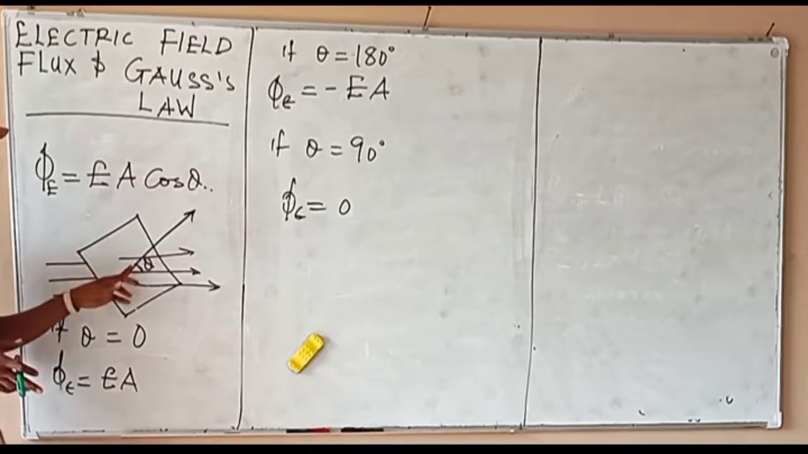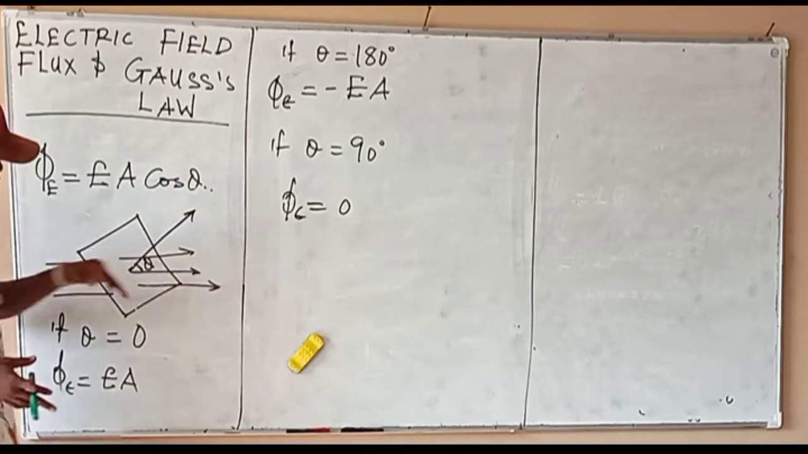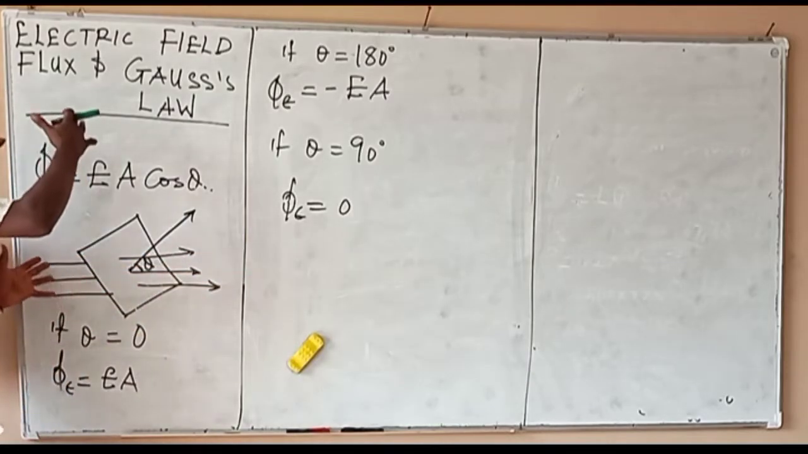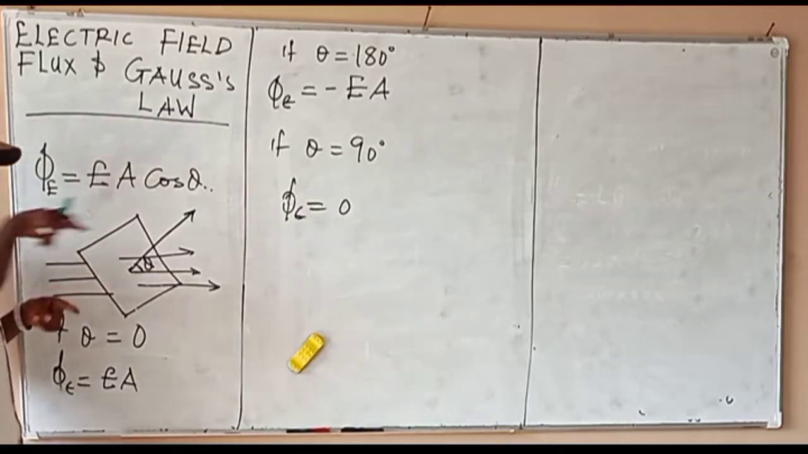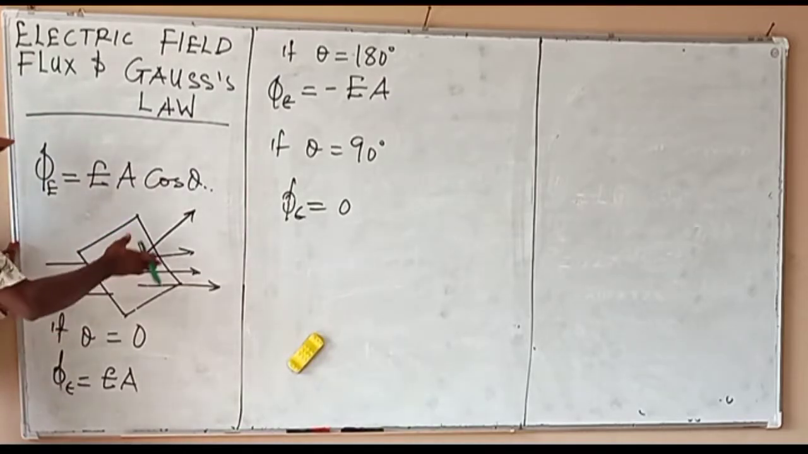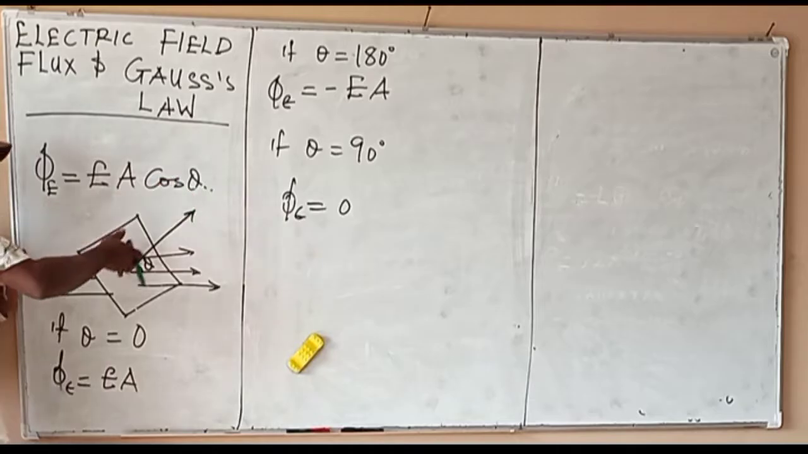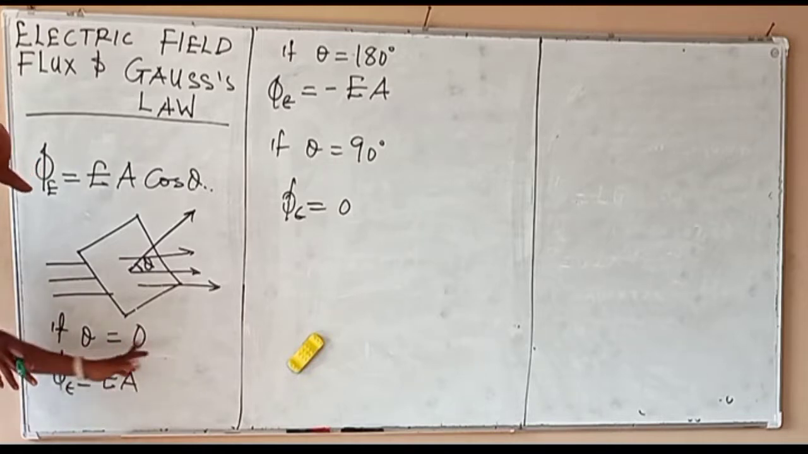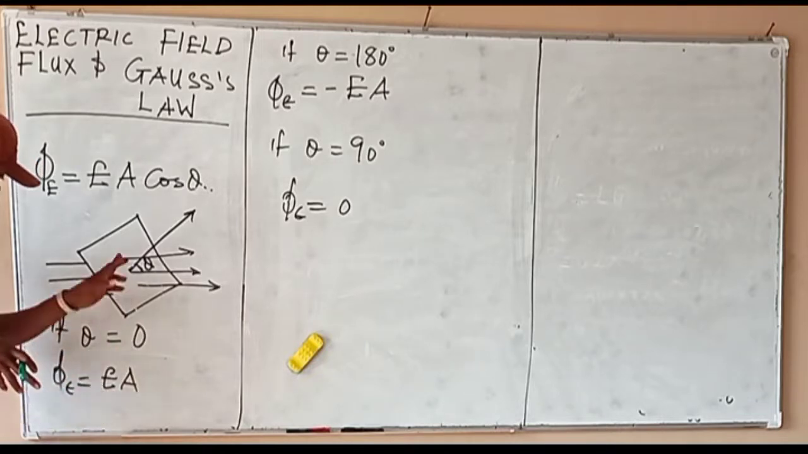If this line is parallel to this field, or making an angle of 0 to the field lines, let's say this field line is coinciding with this line, our theta will be 0, and phi sub E will be equal to what?